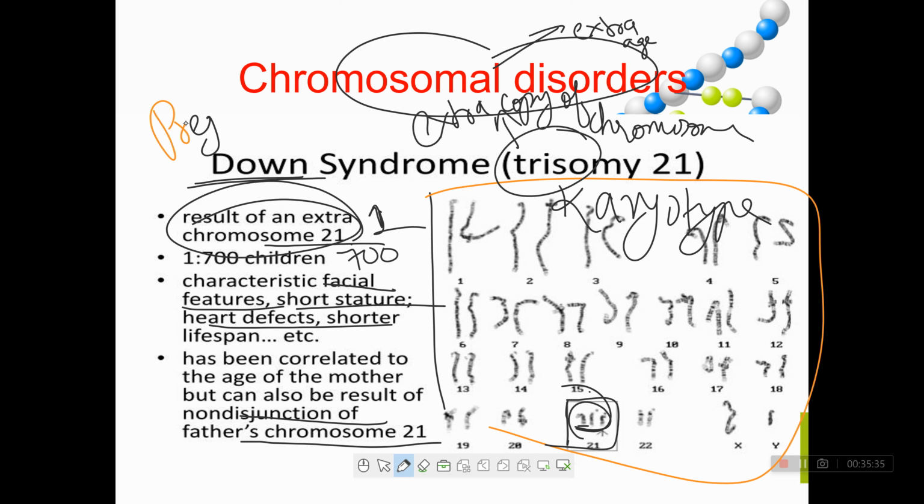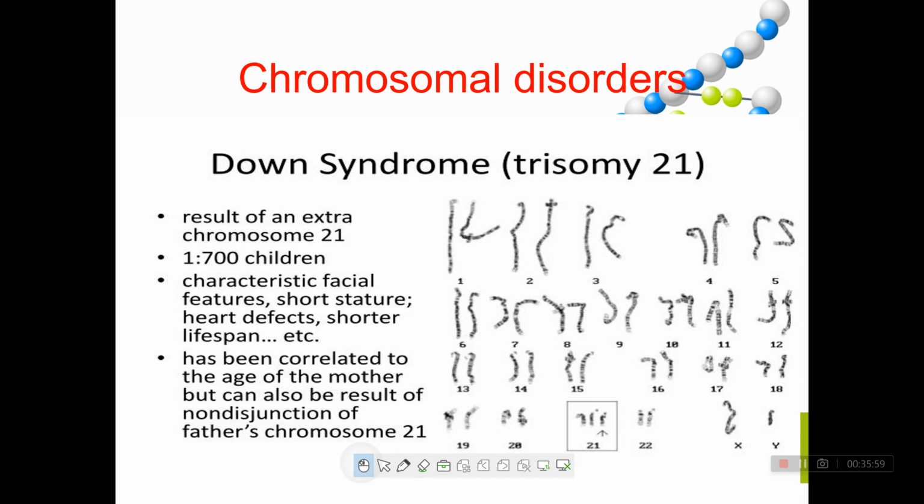Like Turner syndrome, in Turner syndrome there is a loss of one X chromosome. That means 22 pairs of the chromosome plus loss of one chromosome. In Klinefelter syndrome, 22 pairs of the chromosome plus presence of one extra chromosome. These are the chromosomal disorders.